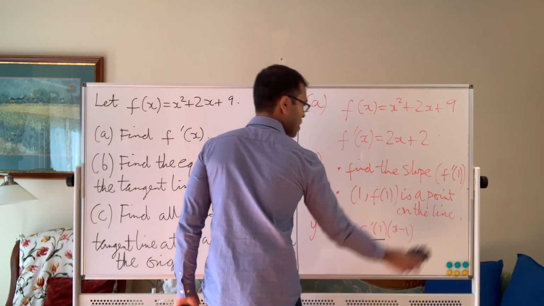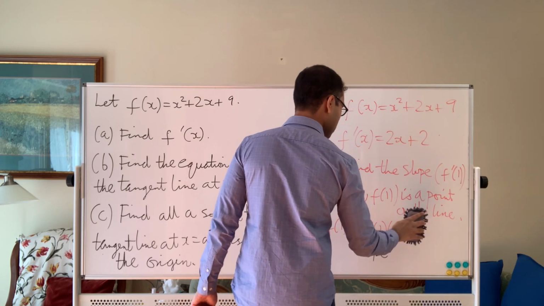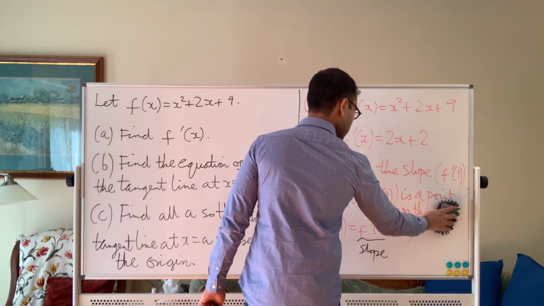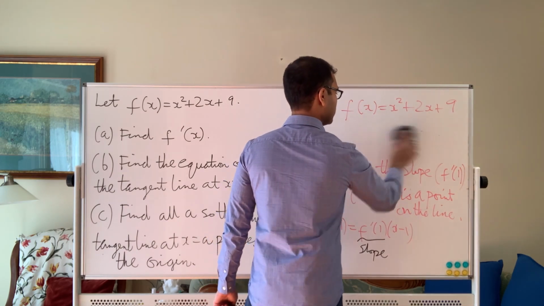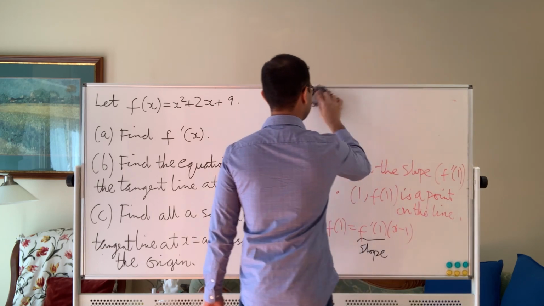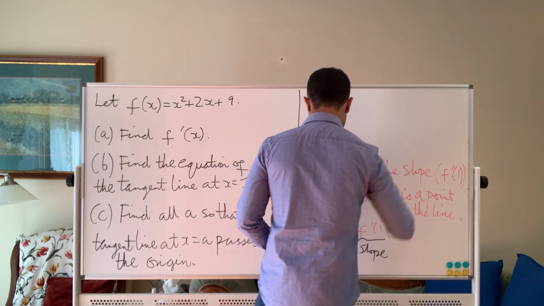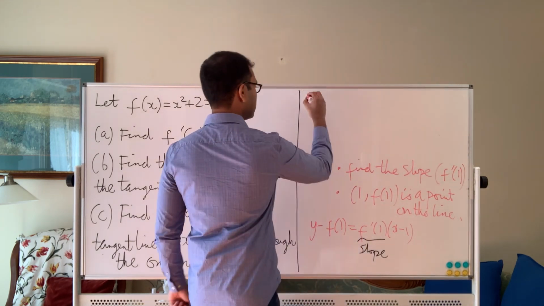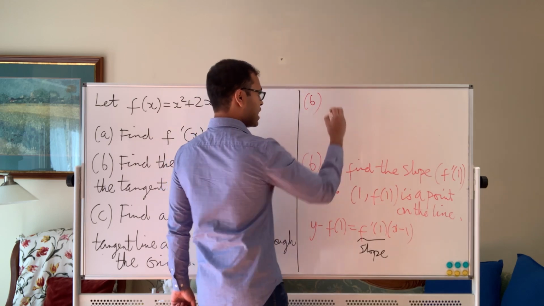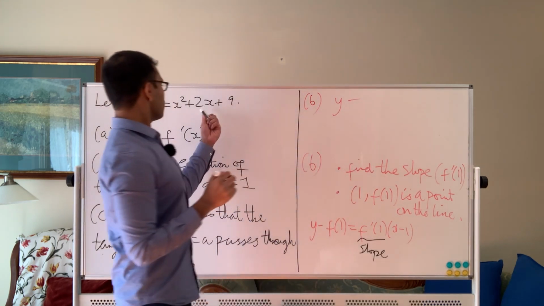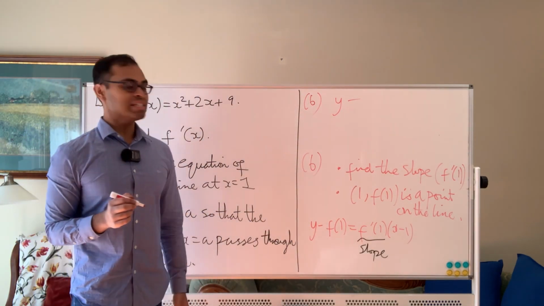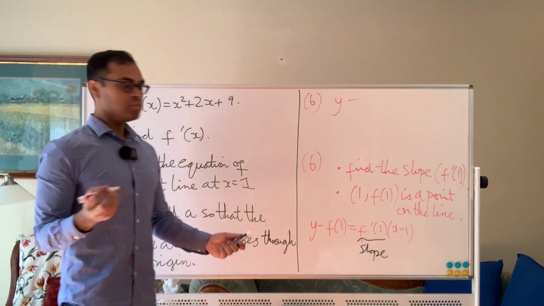We know what f prime of 1 is because we know f prime of x is equal to 2x plus 2. So therefore the equation of the line, part B, is y minus f of 1. What is f of 1 going to be? It's 1 squared plus 2 plus 9, so it's going to be 12, right?